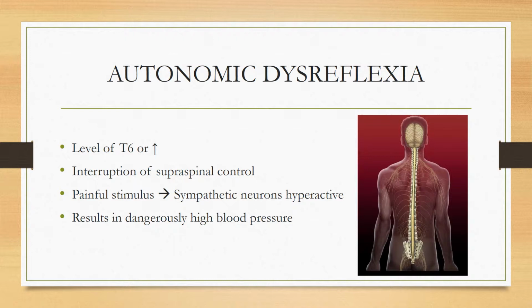Autonomic dysreflexia occurs in individuals who have sustained a spinal cord injury at the level of T6 or above. It occurs due to the interruption in supraspinal control of the sympathetic preganglionic neurons following damage to the spinal cord. This lack of supraspinal control allows the sympathetic neurons to be hyperactive when a painful stimulus occurs below the level of injury, which results in dangerously high blood pressure.